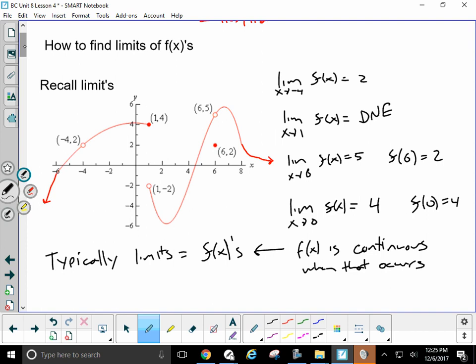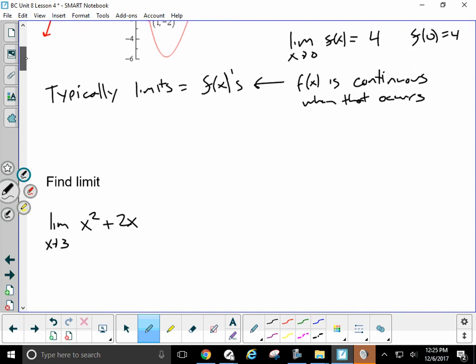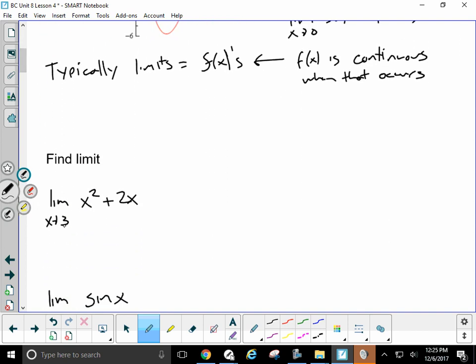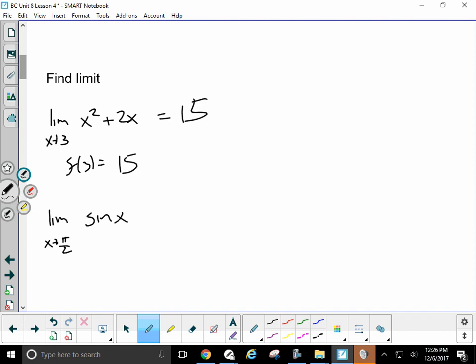Today, I'm going to give you some limit questions in this form: the limit as x approaches a number of some function. Well, if we have a continuous function like x squared plus 2x, and I'm asked to find the limit, it's just as simple as finding the function value. 9 plus 6 is 15. This limit is just 15. That's it. The limit equals the function value. If I ask you the limit as x approaches pi over 2 of the sine of x, it's just going to be the sine of pi over 2, which is just 1. It's just the function value.